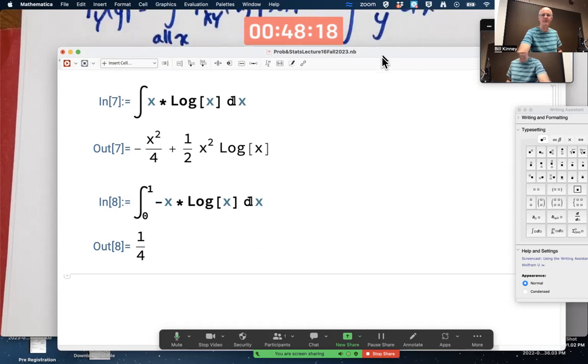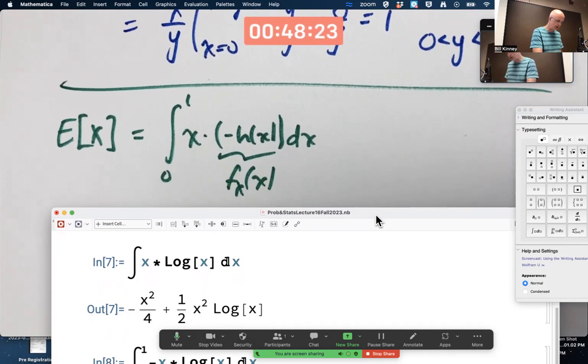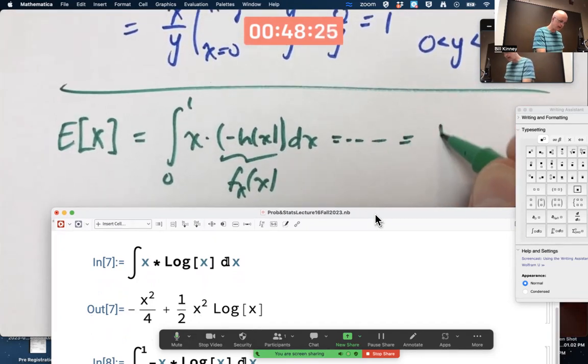So we'll just write that down. We use technology to figure that out. And you could do it. You might want to do it on your own. Looks like the mean is 1/4.